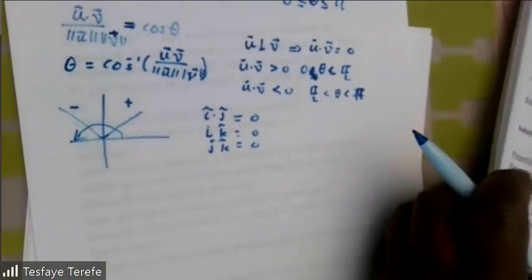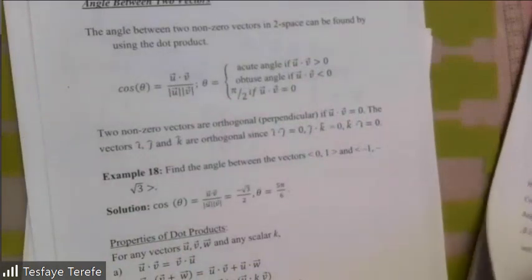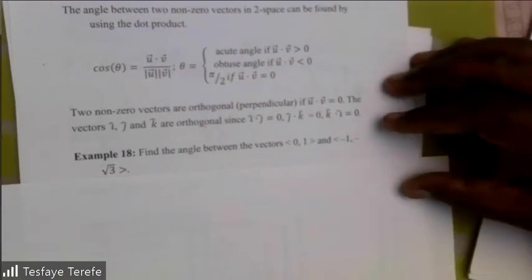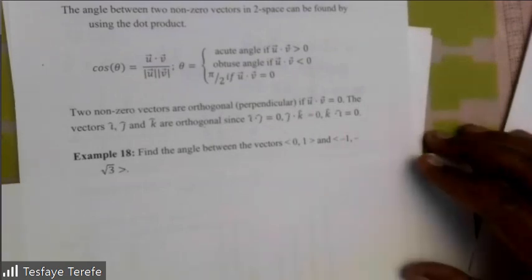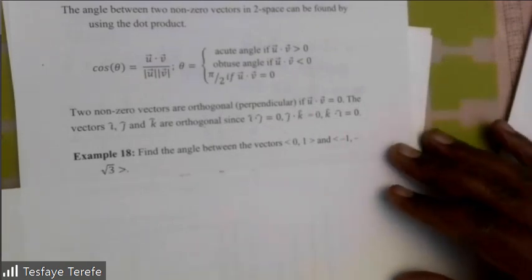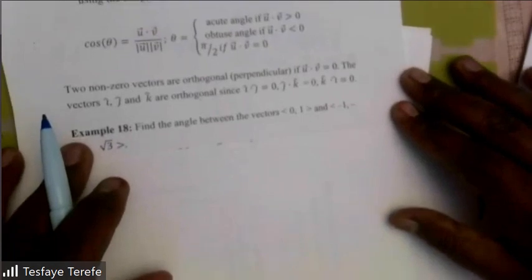All right. Now, what I am going to ask you is, why don't you find the angle between these two vectors? The first vector is a unit vector in the y direction, (0, 1), and the second vector is (-1, radical of 3). So find the angle between these two vectors.